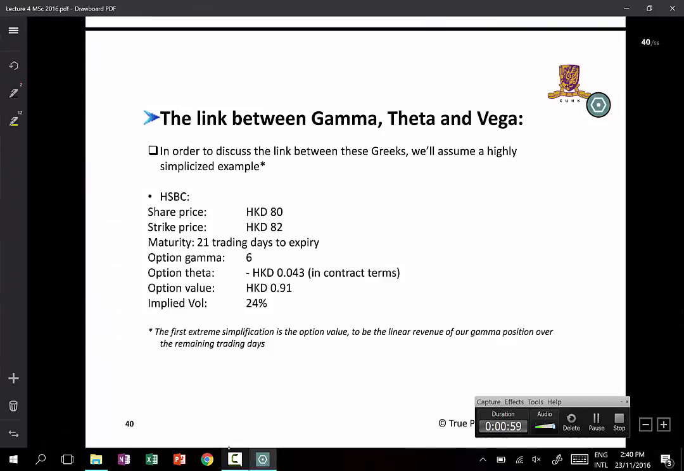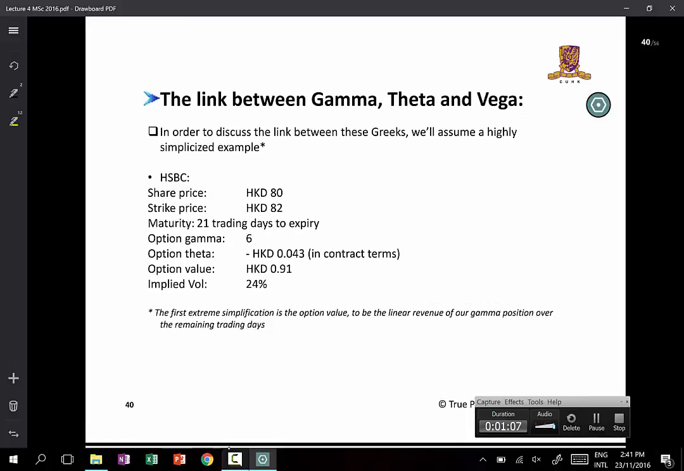Now this is lecture 4. What we have here is this. There is an option on HSBC. The share price is currently trading at 80. I assume it's a call option. It's a strike price 82, so it's slightly out of the money. And there's an option gamma, which is equal to 6, and option theta is around 4 cents. Option value is 91.